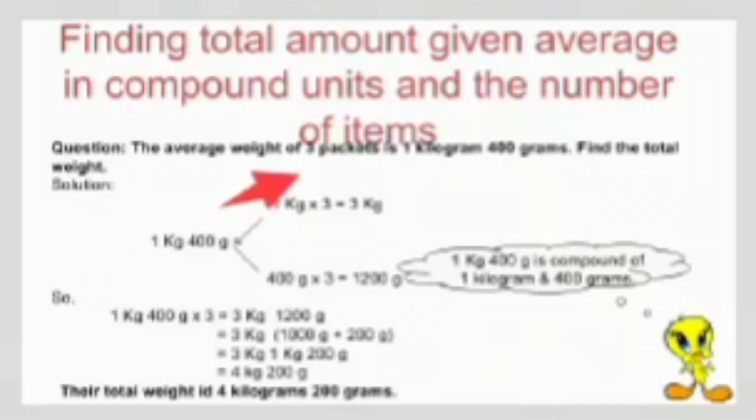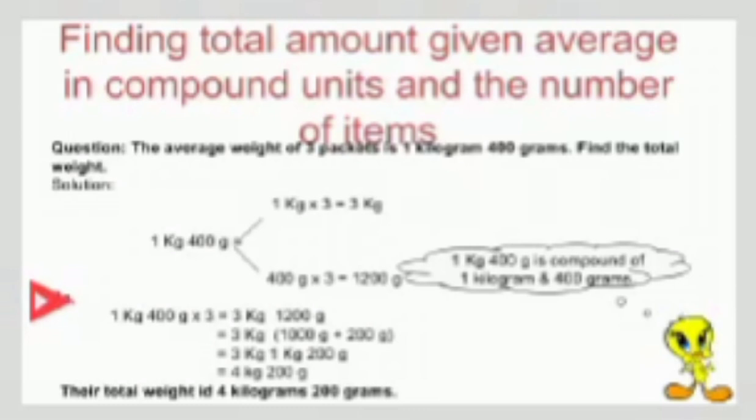So 1 kg multiplied by 3 is equal to 3 kgs. And 400 grams multiplied by 3 is equal to 1200 grams. So at the end, I come to the point that 1 kilogram 400 grams multiplied by 3 is equal to 3 kilograms 1200 grams. So let's simplify more.